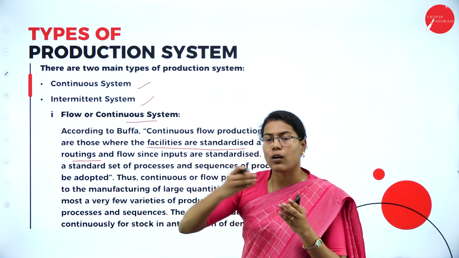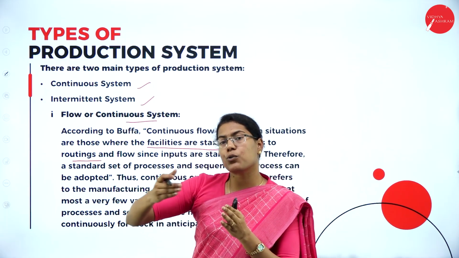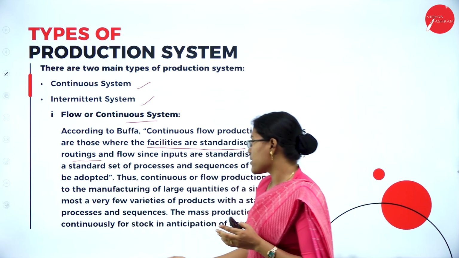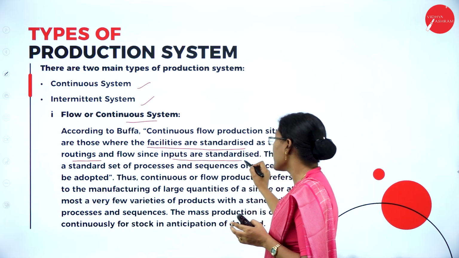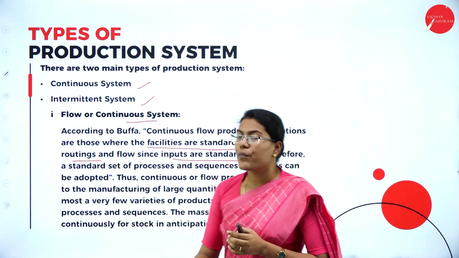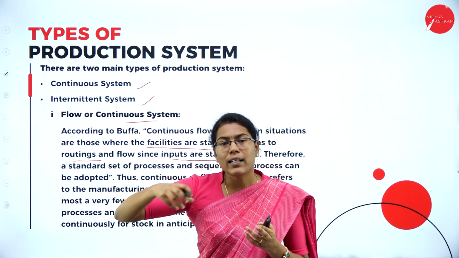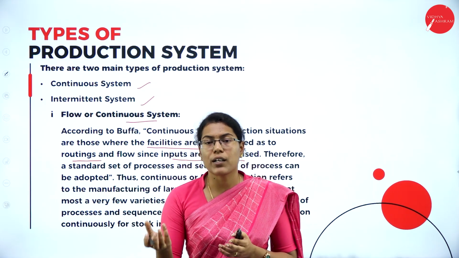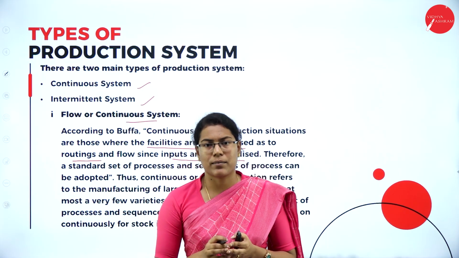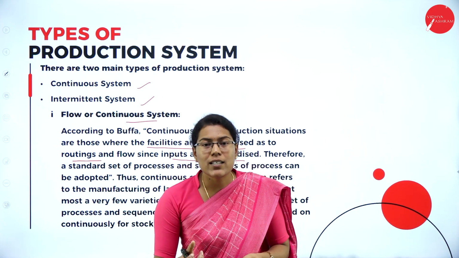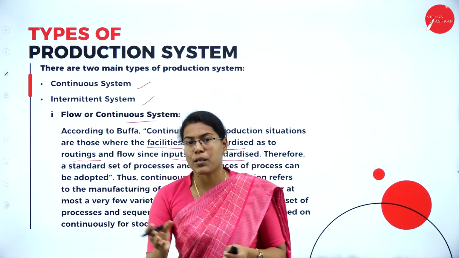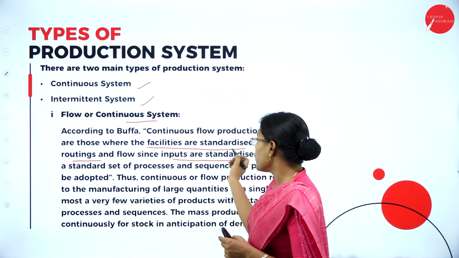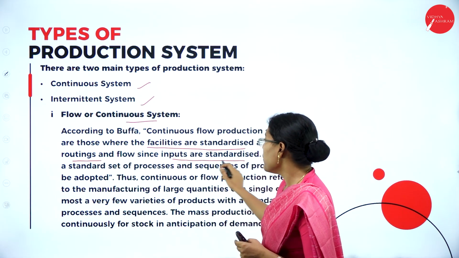So these routings, or the process in which a raw material should move till it becomes a final good, refers to routings. And flow, since inputs are standardized, because here it passes through the standardized routing, because even the inputs that are used to produce such kind of goods are also standardized. For example, the automobile industry is a continuous production system. Why? Because if we take the example of vehicles, those move through a standardized routing because the inputs are standardized.